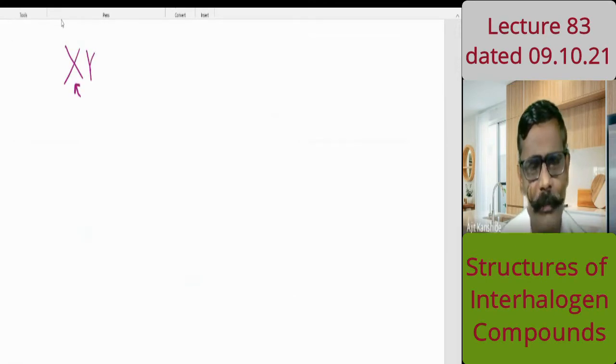Yes, the type of interhalogen compounds is XY. X is a central halogen and Y is a peripheral. Actually, only one halogen remains present there. I want to know the answer from you. In general, this is our first point: the central atom is X.